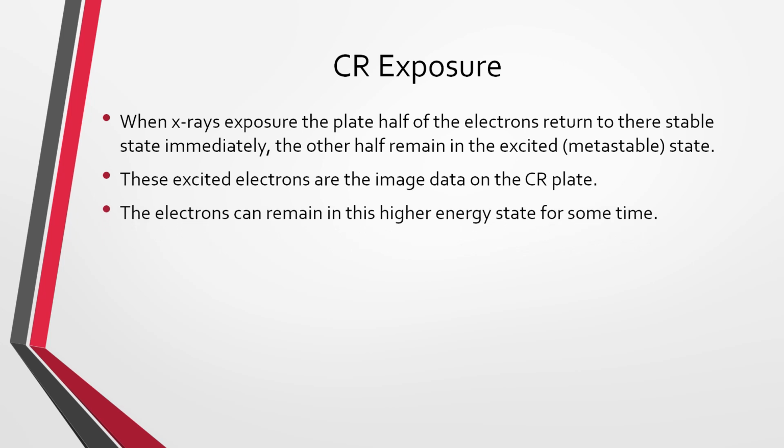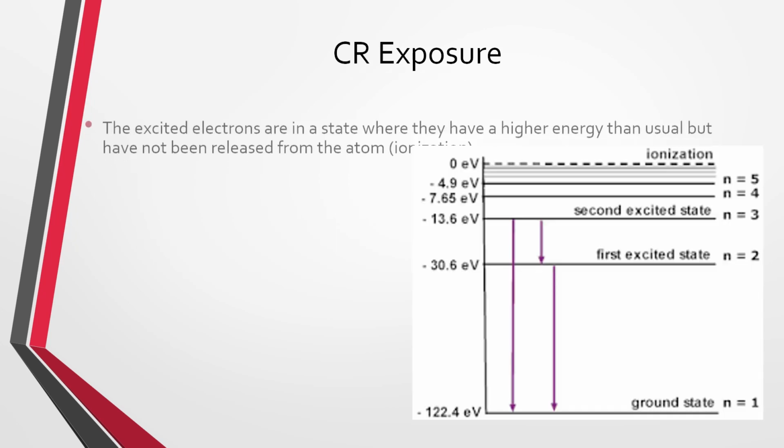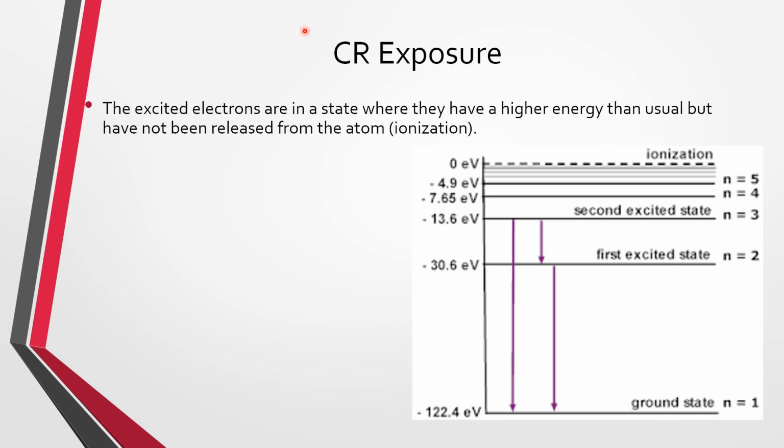So the latent image is in this form. The electrons can remain in this higher energy state for some time, which is an advantage because the plate does not need to be processed immediately. After about 8 hours, about 75% of the original data will still be maintained. The excited electrons enter a state where they have a higher energy than usual, but have not been released from the atom, which we call ionization.